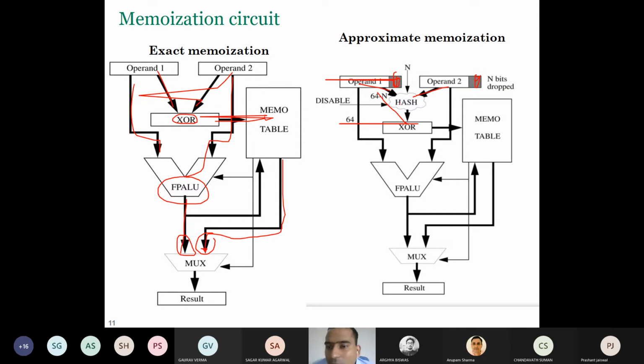Because we are ignoring the n bits, regardless of what those n bits are, our results will match just based on the top bits. As long as the top bits are matching, whatever the value of the lower bits was doesn't matter, they will anyway match, and we'll get a hit in the memoization table.